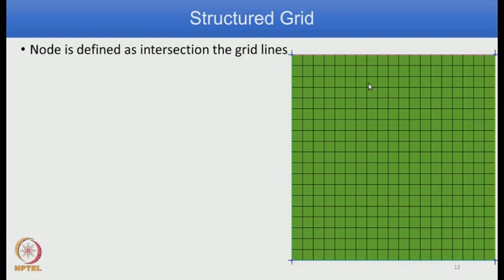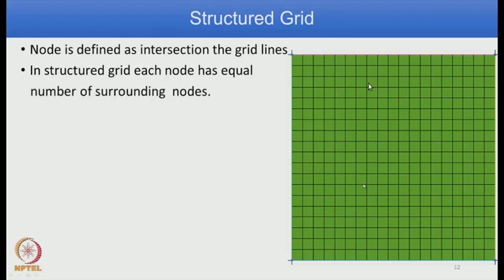So, a node is defined as the intersection of grid lines. As I mentioned before, if you take one horizontal line and one vertical line, the intersection point is a node. So, in a structured grid, each node has the same number of surrounding nodes.